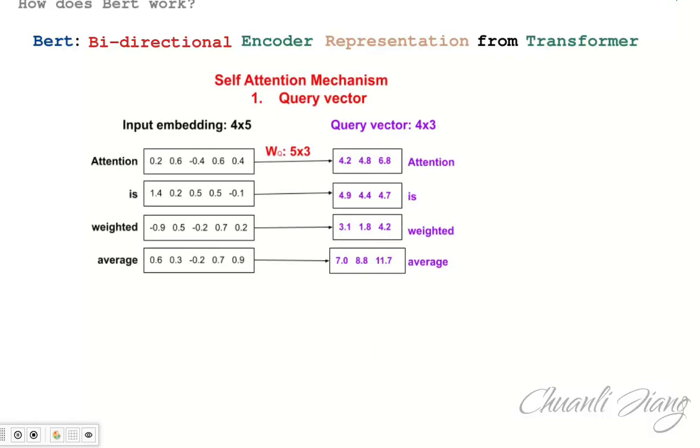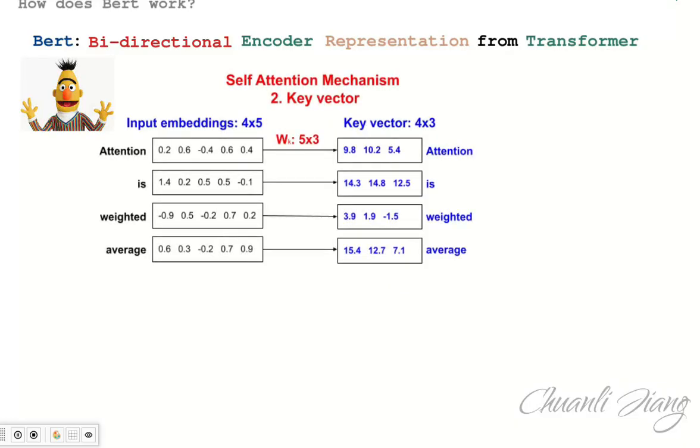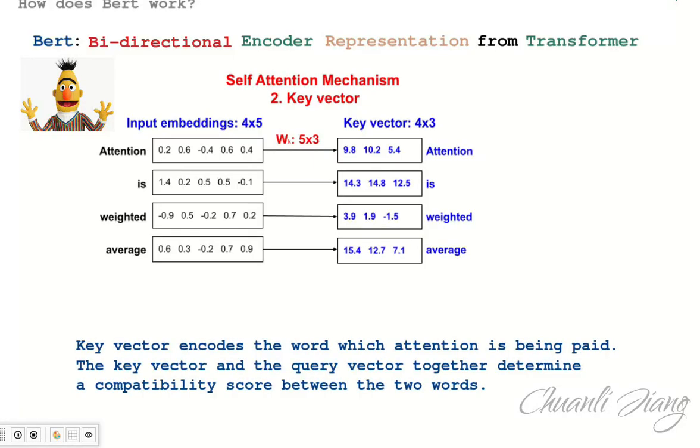To understand self-attention, consider a sentence represented by 4 words, each with a 5-dimensional embedding. The first step is to derive a query vector, 4 by 3, which lists the words paying attention, querying to others. Next, a key vector, also 4 by 3, is derived, representing the words being attended to, key words.